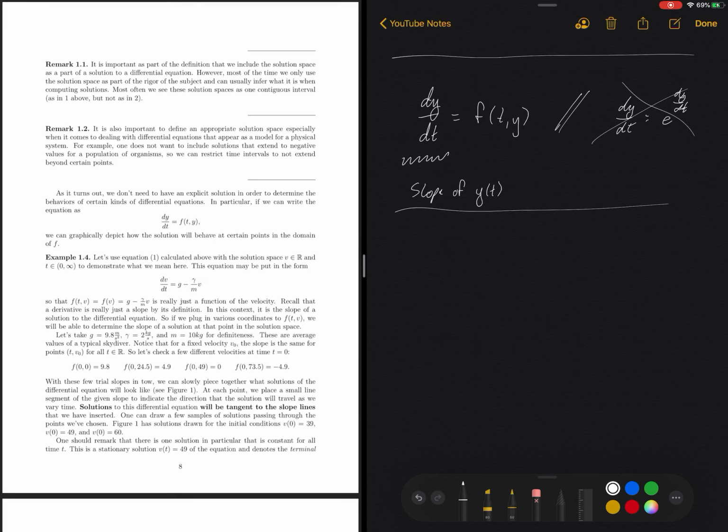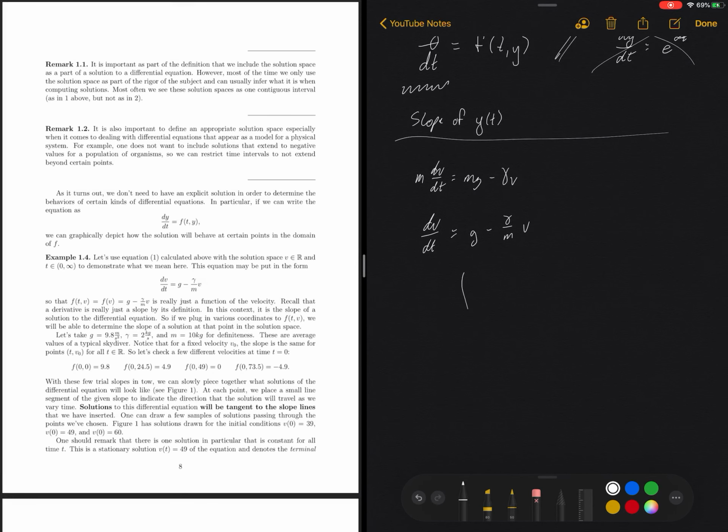Now, think about it like this. Let's go back to our example of a body in free fall. So this was m dv/dt equals mg minus gamma v from before. And I can go ahead and solve this for dv/dt: g minus gamma over m times v.